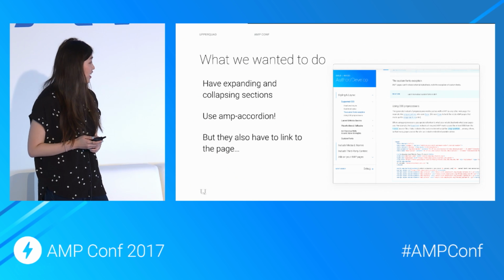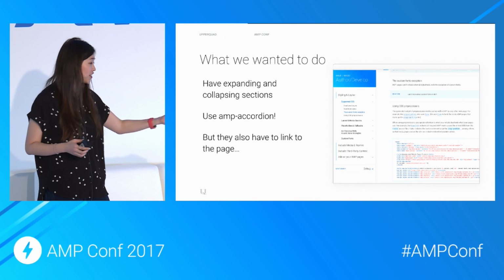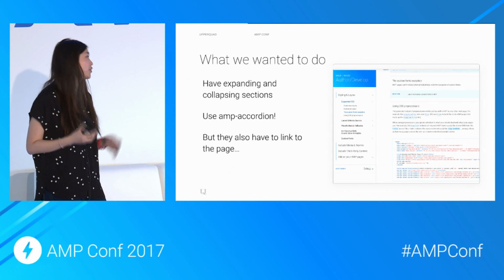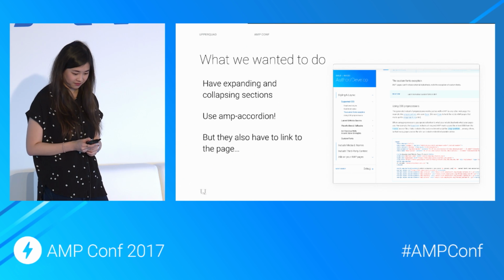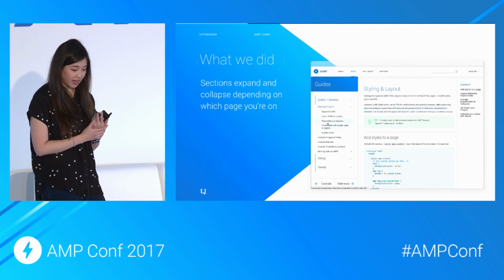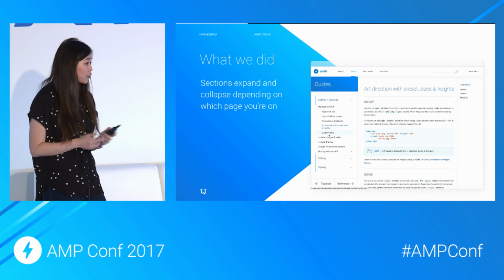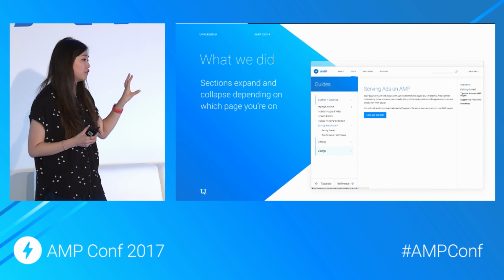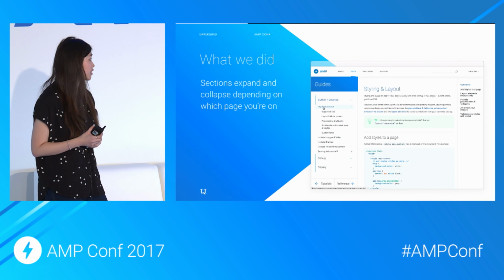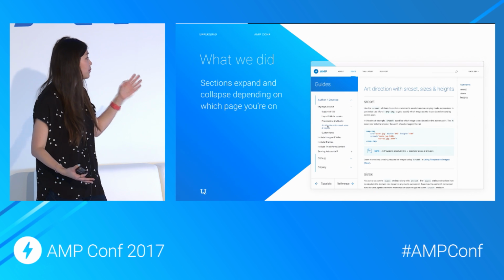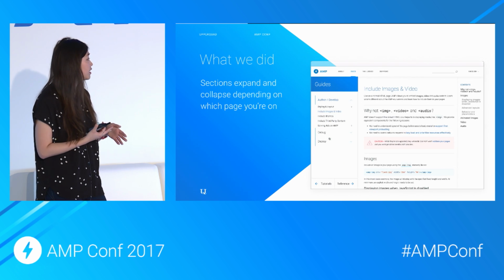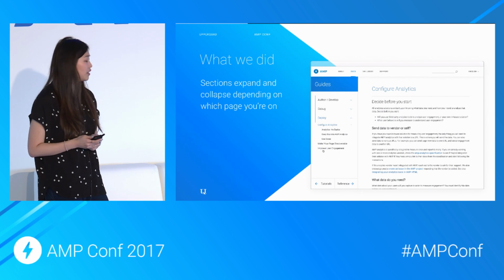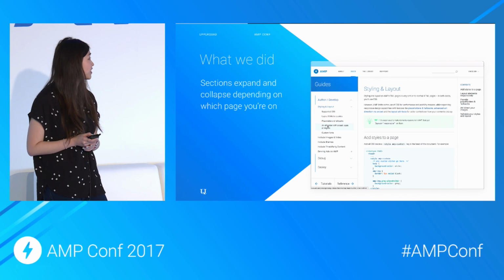Unfortunately, the headings also have to be links to the actual pages they're linking out to, and there is no way currently to have those links also control an AMP accordion. So what we ended up doing is going for a more static approach again. Each page is the link, but the state of the accordion depends on which page you're on. If you're inside of a section, it'll expand it, and when you leave that section, it'll collapse it. So it still gives you an impression of there being accordion functionality, but it's actually just static.